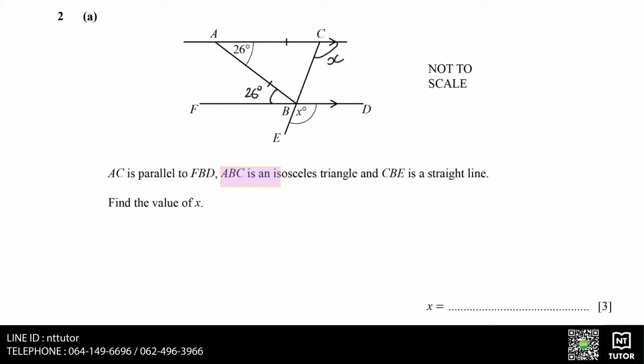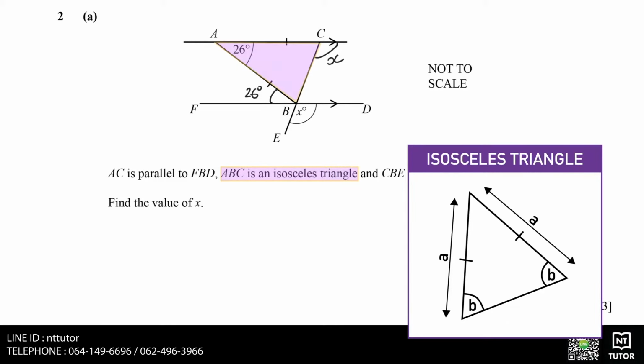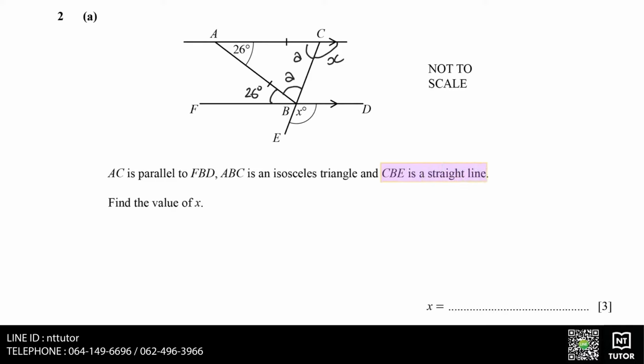If ABC is an isosceles triangle, this means that the two other angles inside that triangle must be equal to each other. CBE is a straight line. This means that x plus the angle CBD, or B in this case, must be equal to 180 degrees. So if we work out angle A, we can work out angle B, and eventually we can work out angle x.